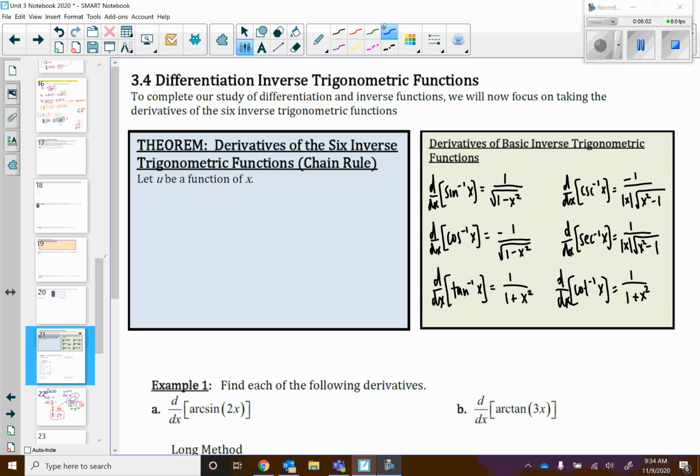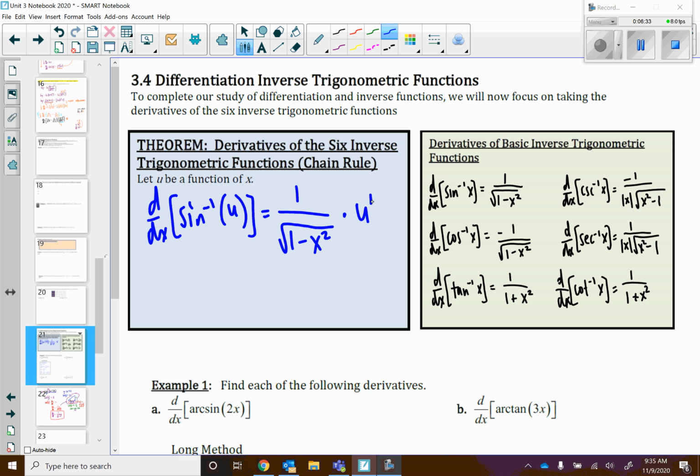And if you notice on the side, we have this derivatives of 6 inverse trig functions using the chain rule. Well, this is basically saying if I have the derivative of sine inverse of something other than just x, right? So sine inverse of x squared plus 4 or whatever function in there, it's just the chain rule. So we take the derivative of sine inverse, 1 over the square root of 1 minus x squared, and multiply it by the derivative of the inside thing.